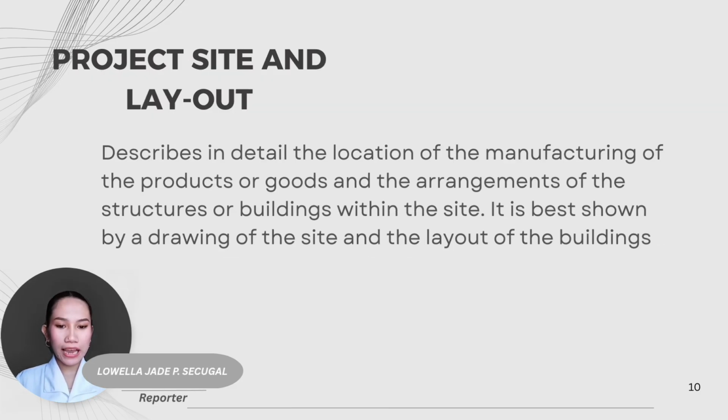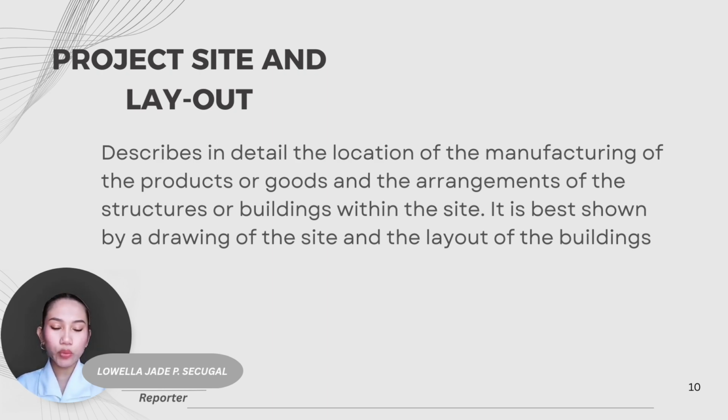Next is the project site and layout. It describes in detail the location of the manufacturing of the product or goods and the arrangement of the structures or buildings within the site. It is best shown by a drawing of the site and the layout of the buildings.